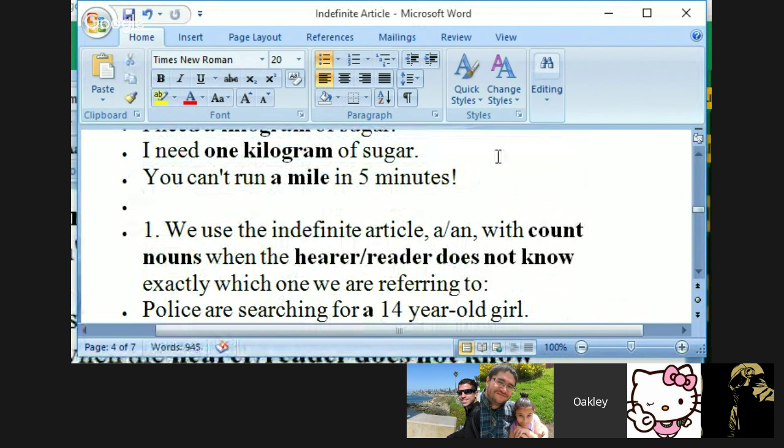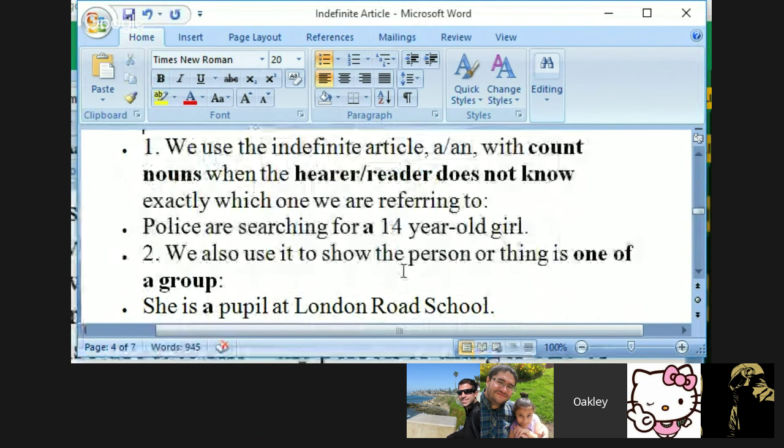We're gonna look at things in a different way. Basically some rules. As I said earlier, we use the indefinite article with countable nouns when the hearer or reader does not know exactly which one we're referring to. Police are searching for a 14-year-old girl. We don't know which one. She hasn't been defined yet.